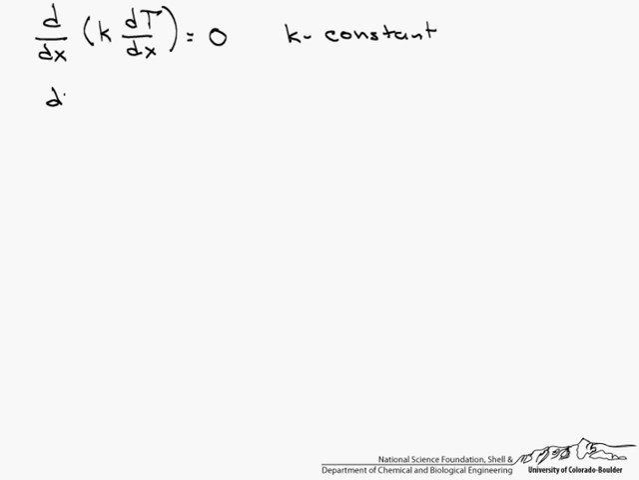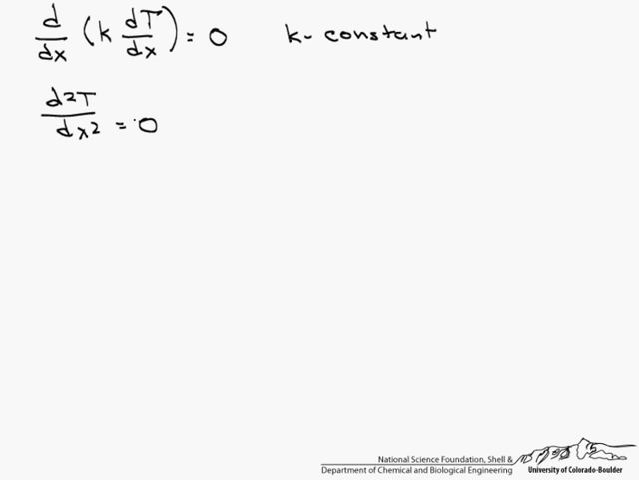This example takes steady state, one-dimensional conduction with no heat generation. So here's our differential equation, and we solve for both temperature and heat transfer rate as well as flux using different boundary conditions. The first thing we're going to assume is that k is constant. It is not a function of x. And so that leaves us with d squared T dx squared equals 0.